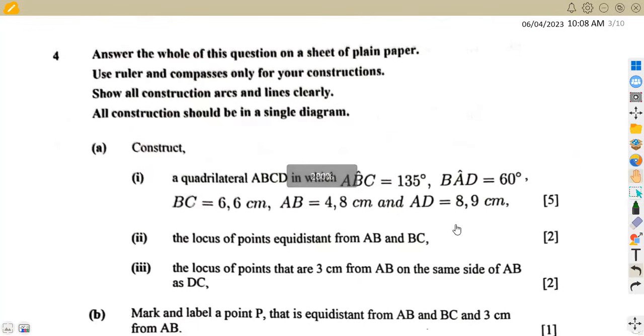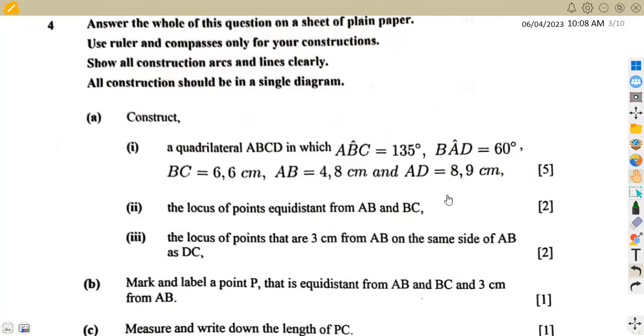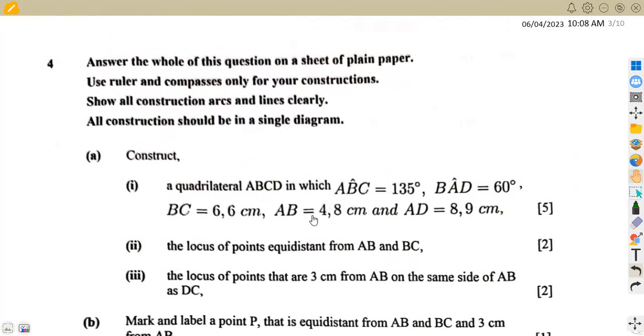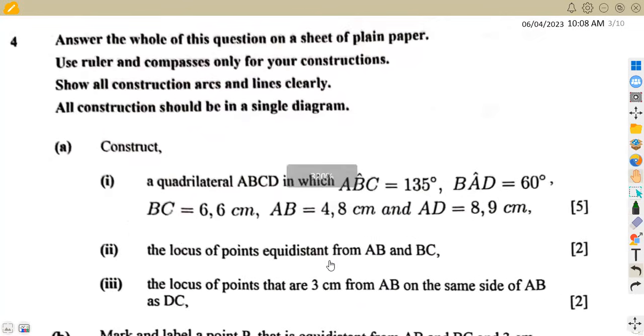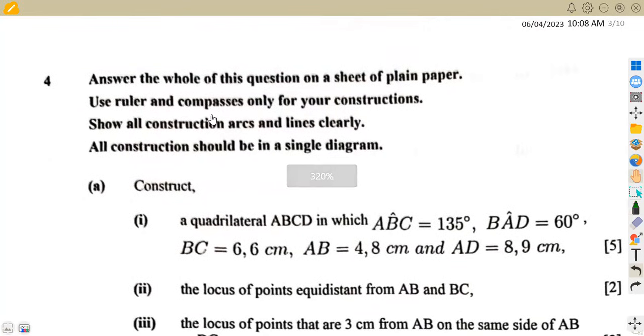So we are given construction and locus in this case. Answer the whole of this question on a sheet of plain paper. Use ruler and compasses only for all your constructions. For your constructions, show all construction arcs and lines clearly. All constructions should be in a single diagram.